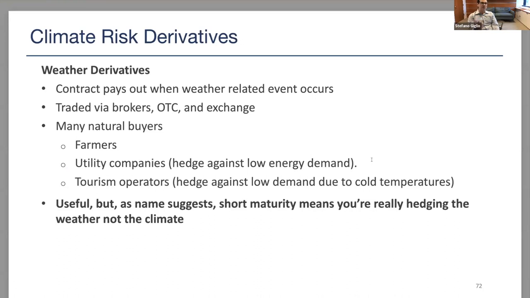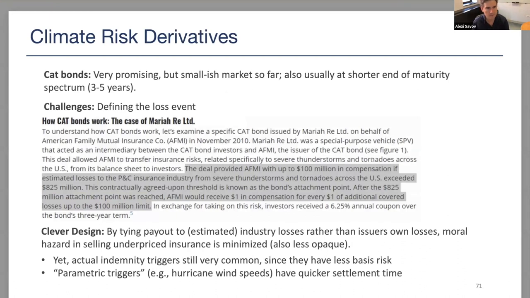Okay. Then the second type of derivative is on weather. And sorry, just to interrupt for a second. Who buys these? Can you tell us more about the market? So these are small markets. In fact, there was a paper by Tomonen, right? Tomonen, exactly. It was actually showing that you get a lot of demand effects on prices because it's a small market.